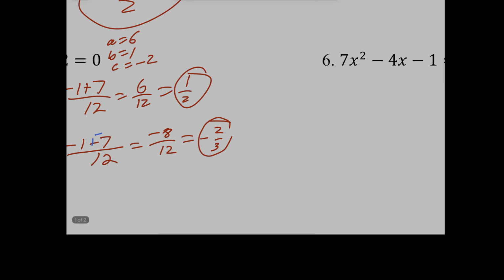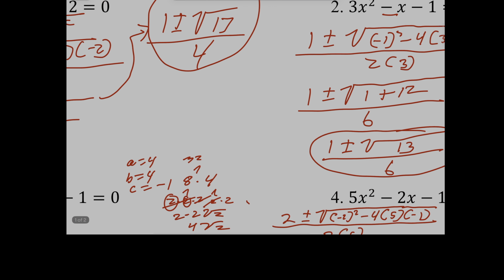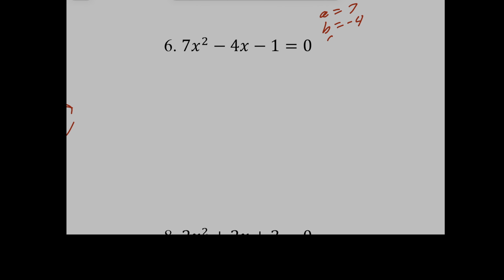All right, let's go on to number 6. Okay, so number 6 right here. There we go. A is going to equal 7. B is going to equal negative 4. C is going to equal negative 1.